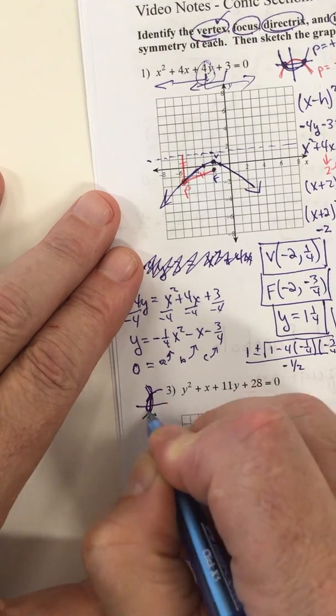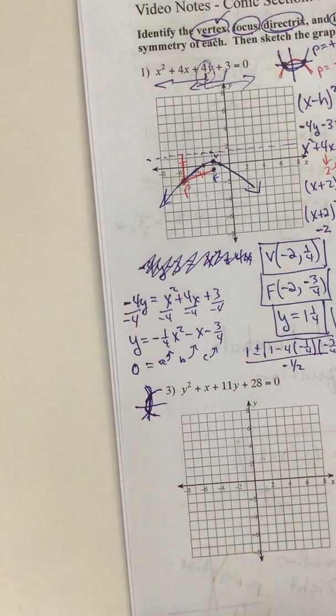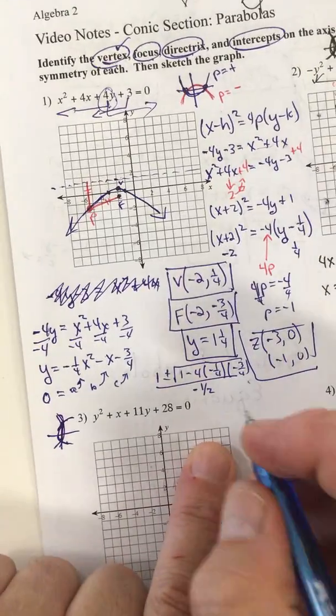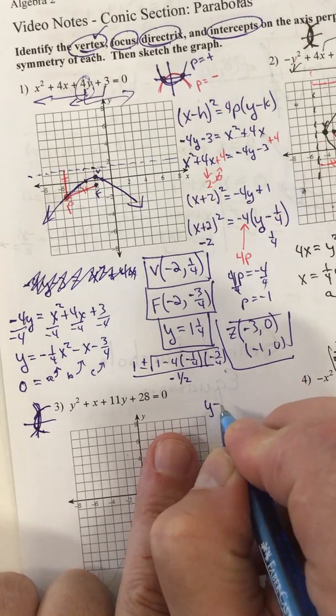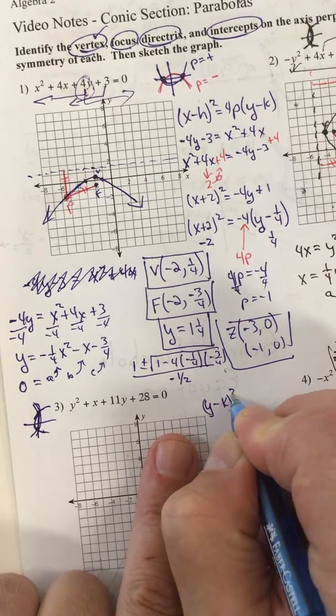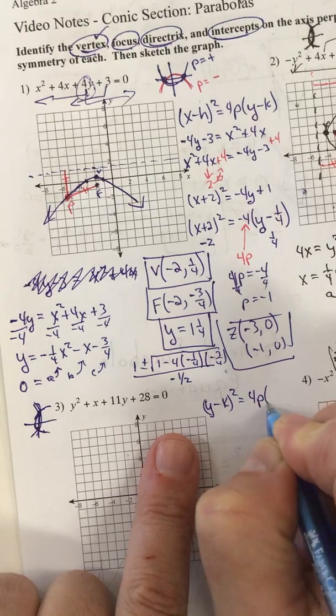So the first thing you got to do, get in your head, is what's the general form. Once we have the general form, we write down that general format. It's going to be y minus k squared. And then the 4p is on the single.